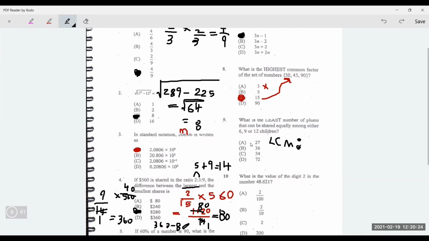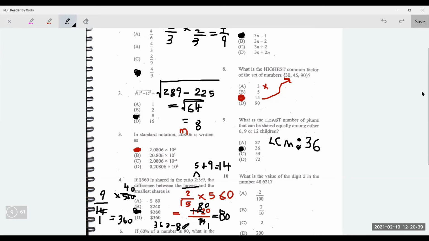All right. So I think the LCM is 36. Let's see. 6 into 36, 6 times. 9 into 36, 4 times. 12 into 36, 3 times. So this is the LCM. The LCM is 36. So that is the option. All right. Nice and easy.